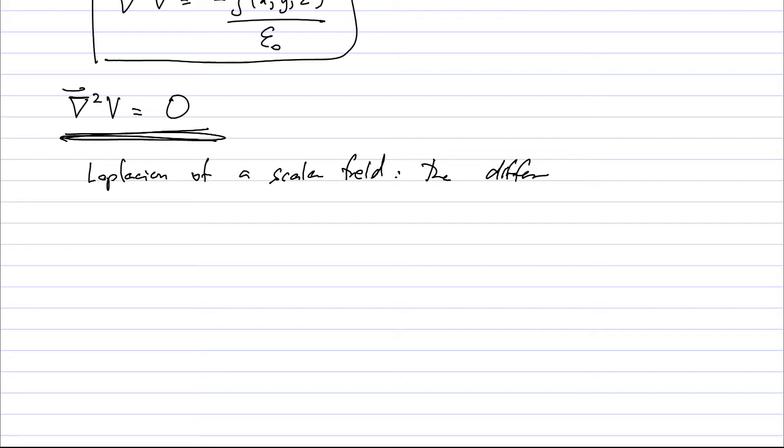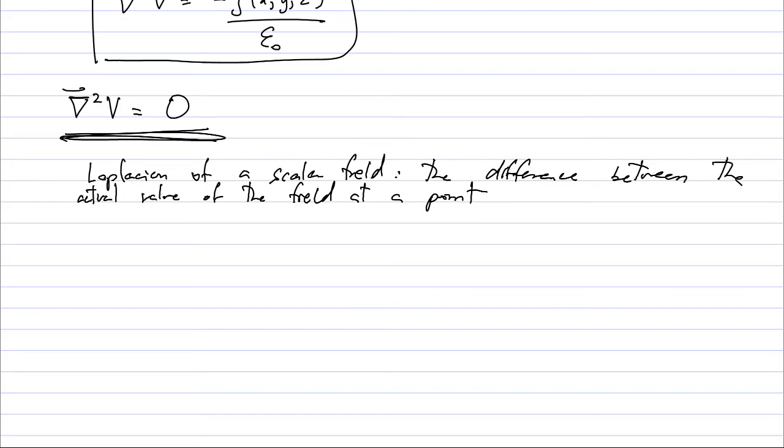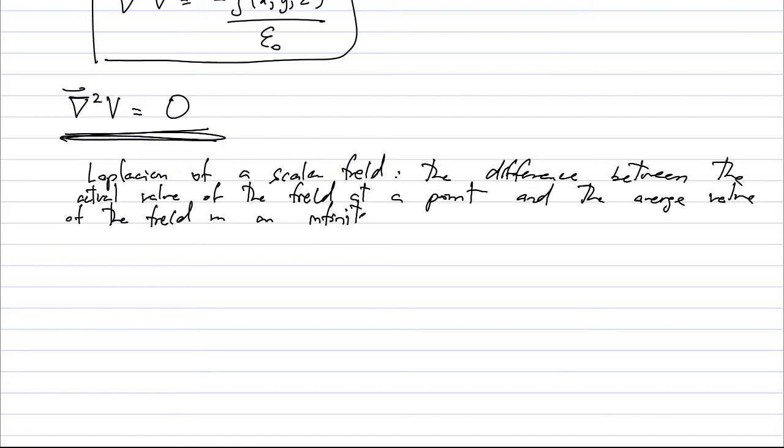between the actual value of the field at the point. Remember, you can calculate the value of the Laplacian of the scalar field at all the different points. So if you're talking about a particular point, the Laplacian of a scalar field tells you about the difference between the actual value of the field at the point that you're looking at and the average value of the field in an infinitesimal neighborhood of the point.